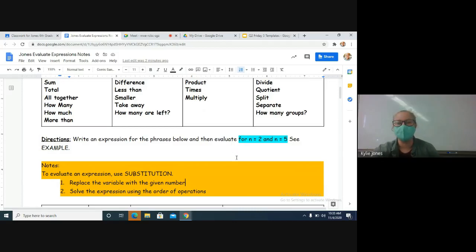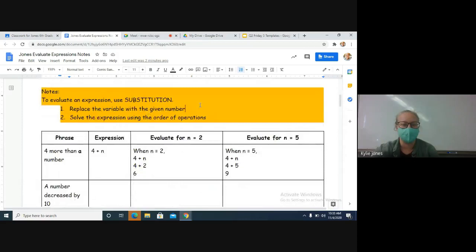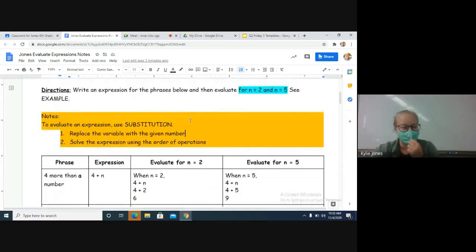That's essentially what we're going to do multiple times today to practice. Down here in the example, they tell us that the phrase is 4 more than a number. When you write that as an expression, you get 4 plus n. There's 4 more than whatever number n is. Then in the third box, it says to evaluate for when n equals 2.